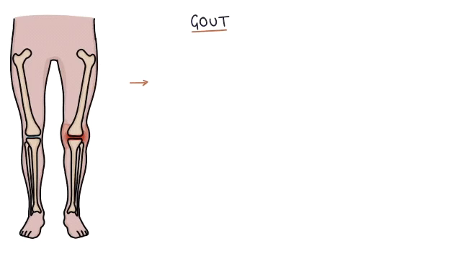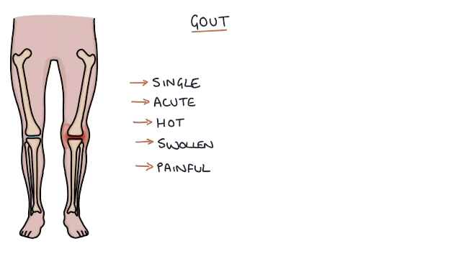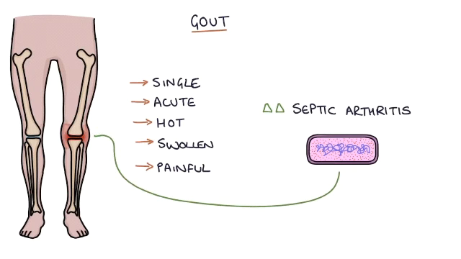Gout typically presents with a single, acute, hot, swollen, and painful joint. The obvious and extremely important differential diagnosis is septic arthritis. And septic arthritis is quite dangerous to the joint and can be very destructive. So it's important to treat a hot, painful, swollen joint as septic arthritis initially until it's proven not to be related to an infection.